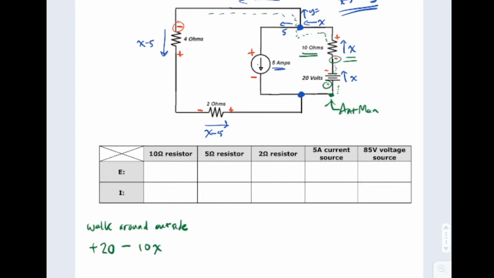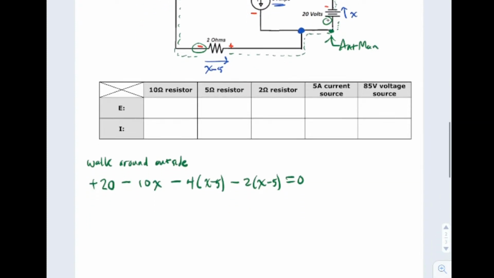He's going around the outside, going around the outside. Now he sees a minus on the way into this one. And again, it's a resistor. You have to multiply this times this. So that's 4 parentheses, x minus 5. Keeps walking. Comes over here, sees a minus on the way in, and has to multiply 2 times an x minus 5. Okay. Comes out. Take our target back where we started. Finish the equation by saying equals 0. That's the voltage law. All the changes of voltage have to sum to 0.